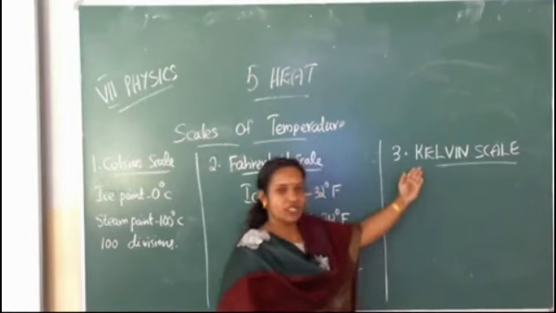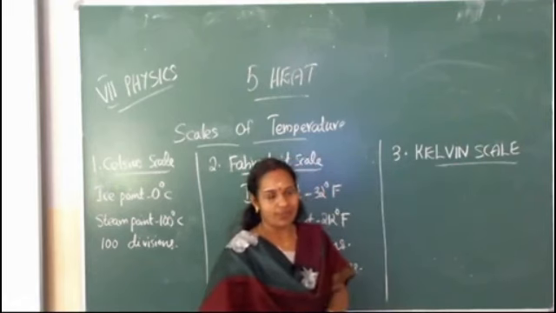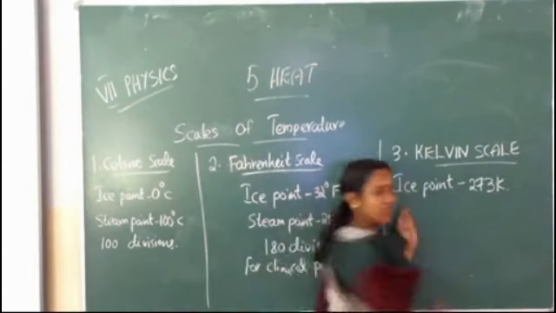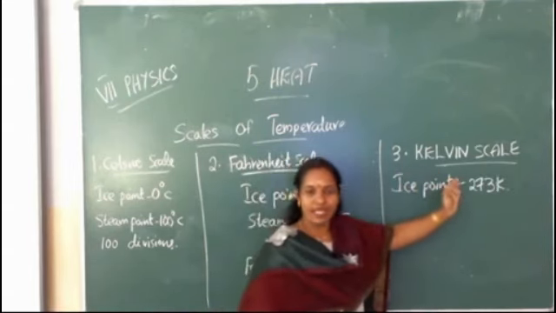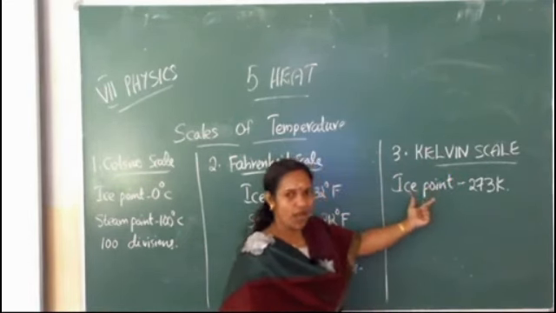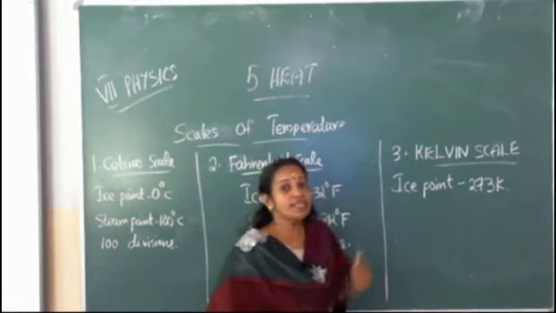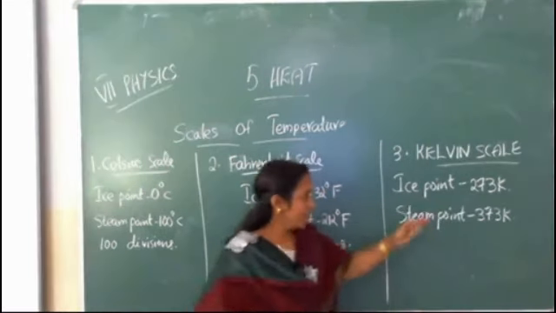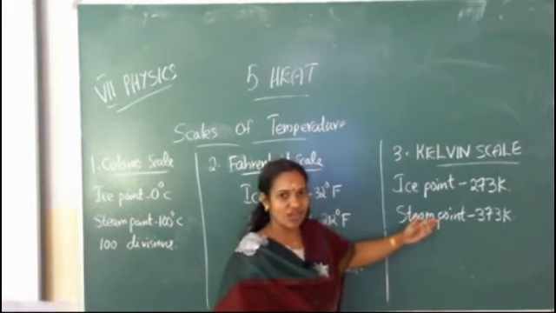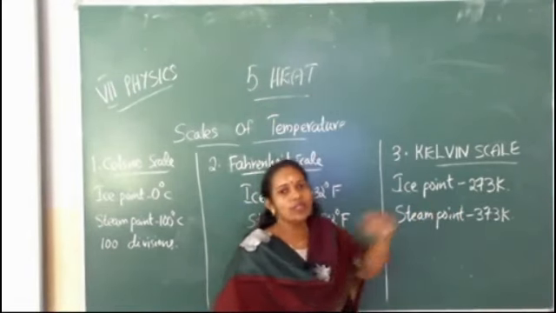Third one is Kelvin scale, and it is invented by the scientist Kelvin because of that name. In Kelvin scale, the ice point is 273 Kelvin. That means when you are using a device based on Kelvin scale and if you are touching the device with ice, the reading in that device will be 273. Steam point is 373 Kelvin. That means if there is boiling water and if you have to measure the temperature of that using a device based on Kelvin scale, the scale shows the reading of 373.